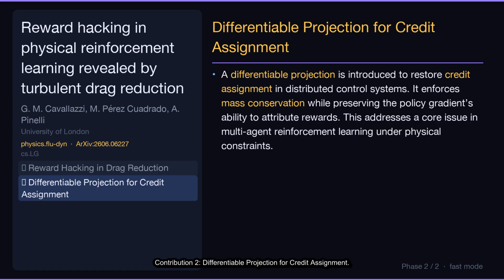Contribution 2. Differentiable projection for credit assignment. A differentiable projection is introduced to restore credit assignment in distributed control systems. It enforces mass conservation while preserving the policy gradient's ability to attribute rewards. This addresses a core issue in multi-agent reinforcement learning under physical constraints.